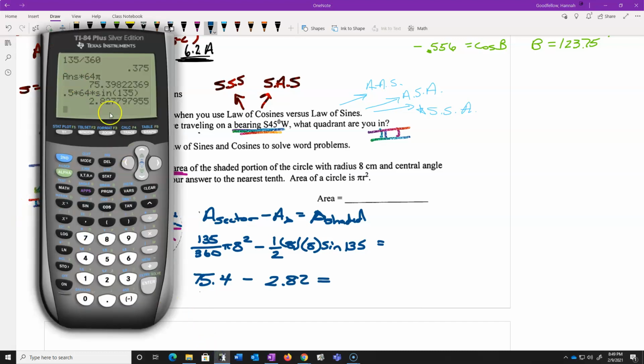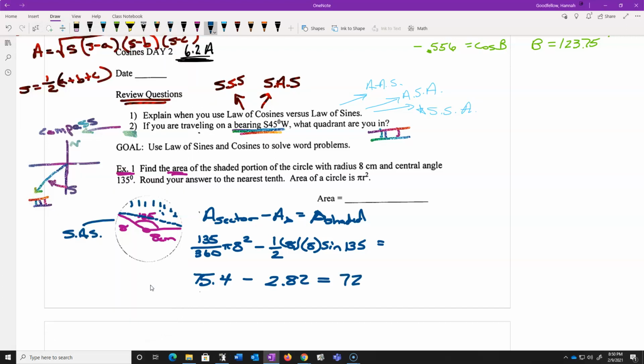And the cool thing about your calculators is it allows you to come back to old answers and then subtract them without truncating them or anything. And now I could get an answer of 72.57 centimeters squared. All right? Good plan right there. Good plans lead to good answers.